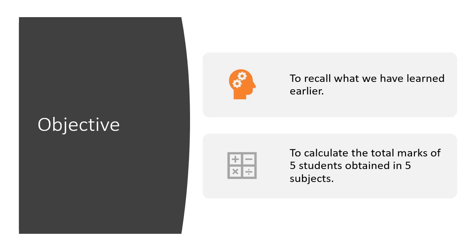subjects. Okay, so we already know what is a cell, what is a column, what is a row, how to insert rows and columns. That all we have already learned. Now in this session, we are going to learn how to find total marks of 5 students obtained in 5 subjects. Alright.